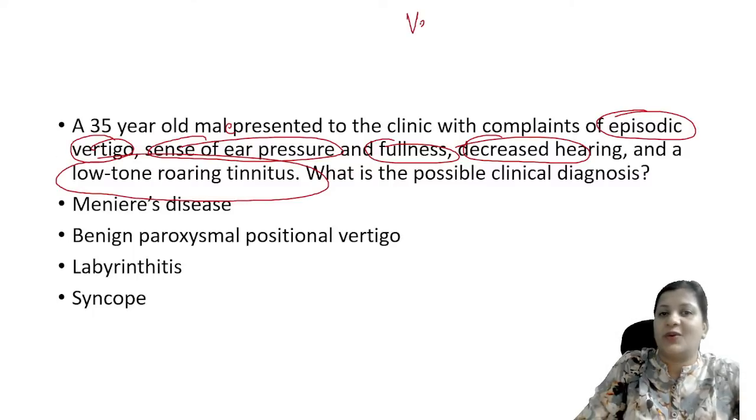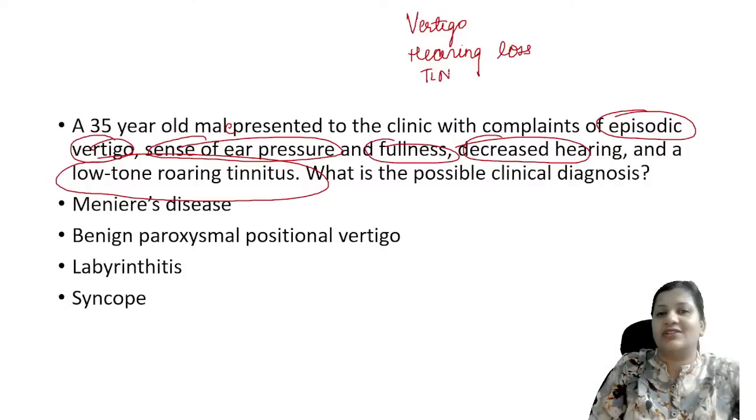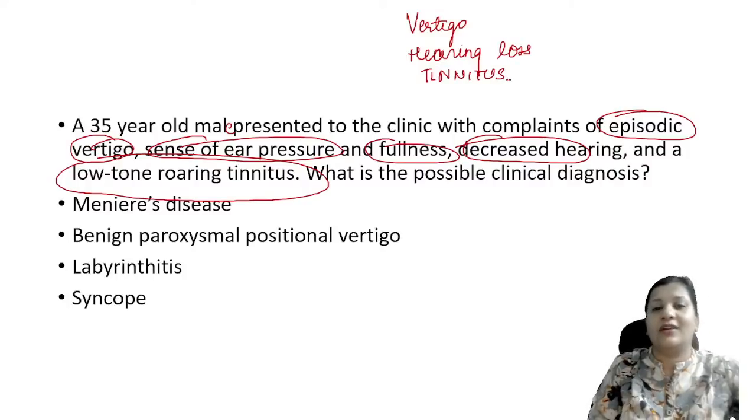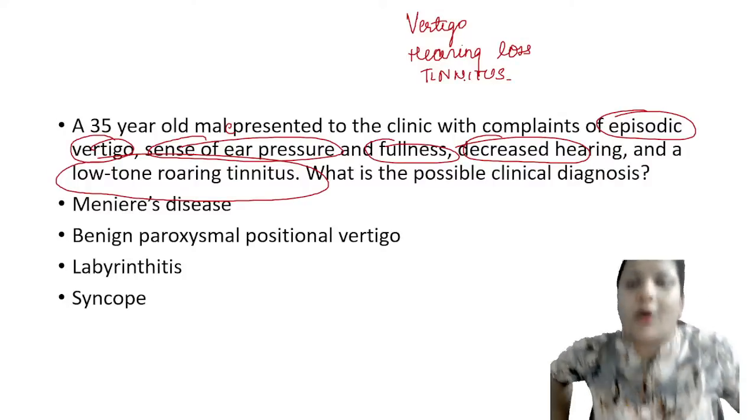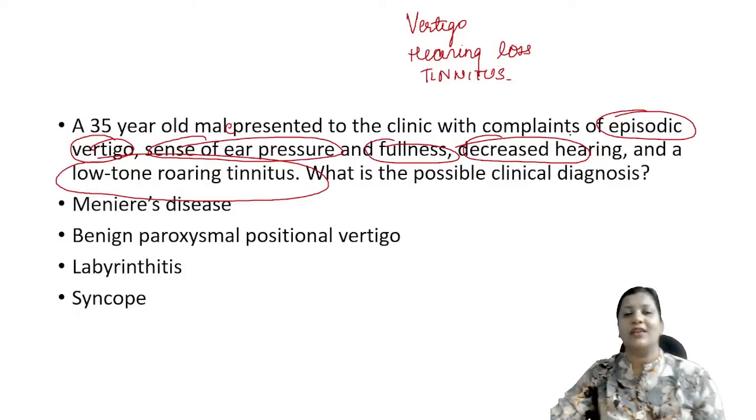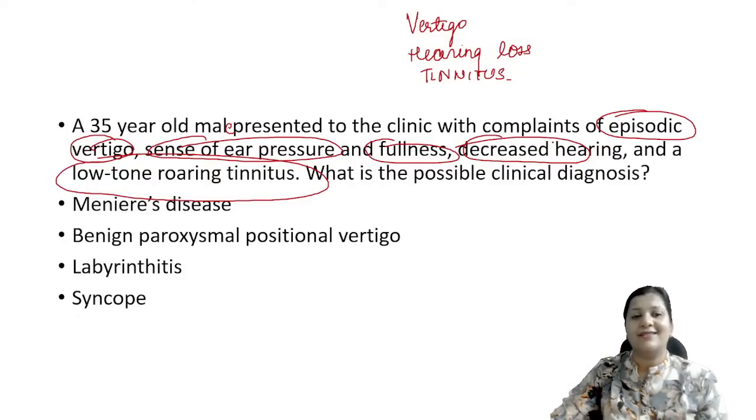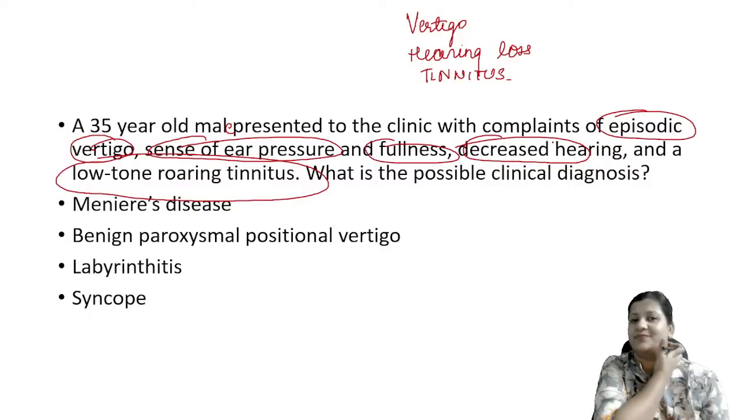So vertigo, okay, well, I don't know sensory neural or not, but definitely hearing loss they have mentioned, and they have mentioned tinnitus. So vertigo, hearing loss, tinnitus. What is the probable clinical diagnosis? So what do you think is the answer? Is it Meniere's, BPPV, labyrinthitis, or syncopal reaction?